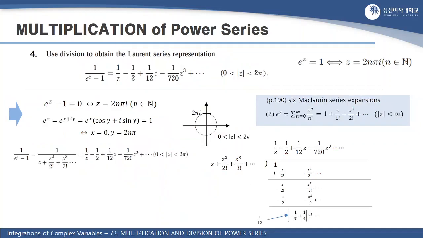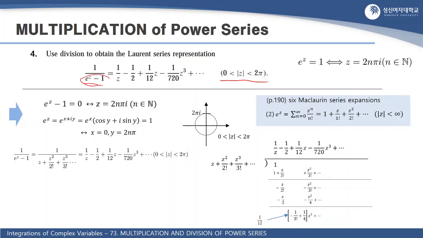Okay, next move to problem 4. Use division to obtain the Laurent series representation. Here 1 over e to the z minus 1 is equal to 1 over z minus 1/2 plus 1/12 times z, over the punctured disk given by modulus z greater than 0 and less than 2 pi.